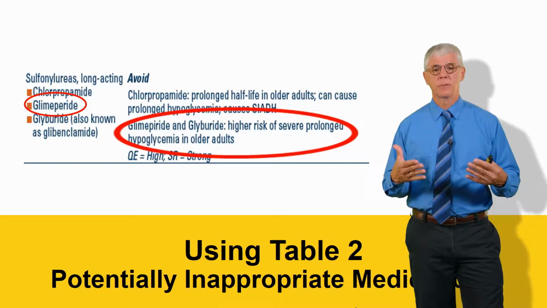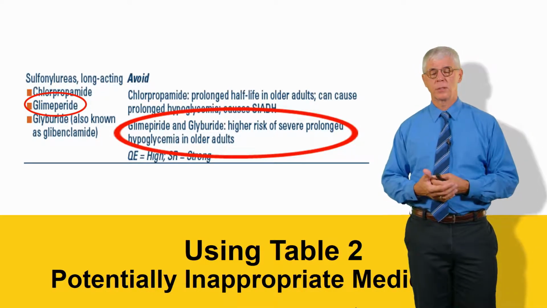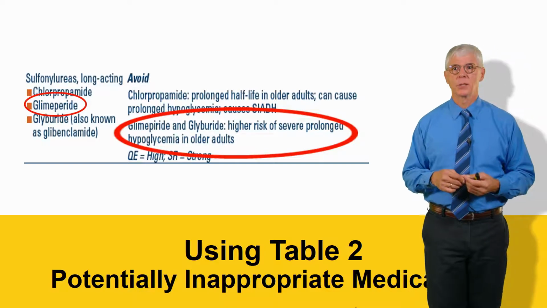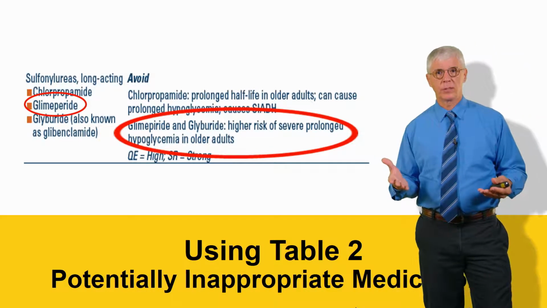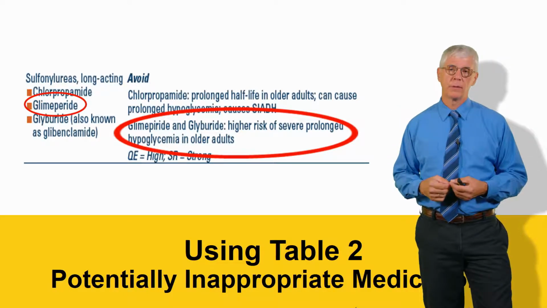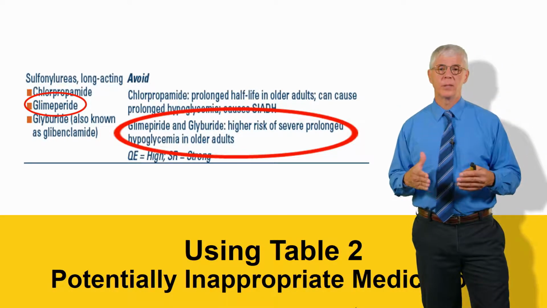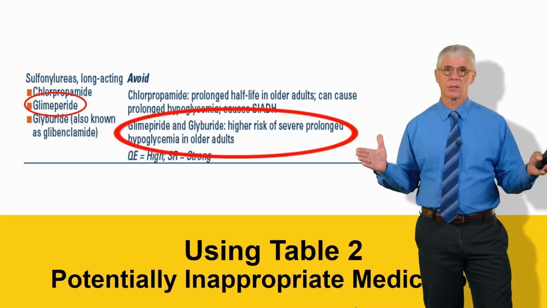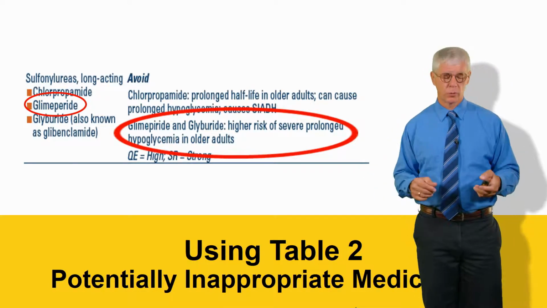All of the sulfonylureas, including glipizide, which is not on this list, can cause hypoglycemia, and that's a big, big concern in older adults. But the ones that are on this list are actually more harmful because if you do get the hypoglycemia, it lasts a long time, and that can be more severe.